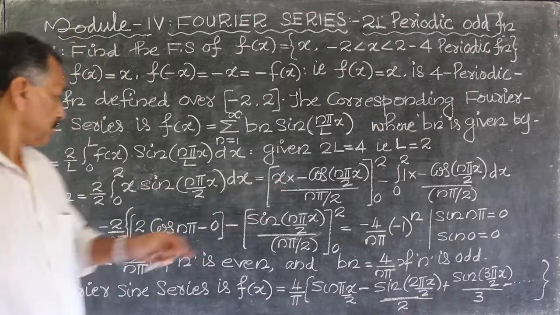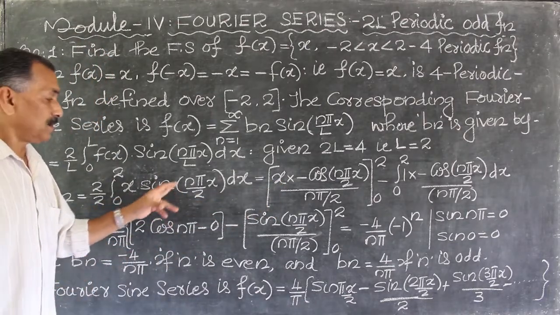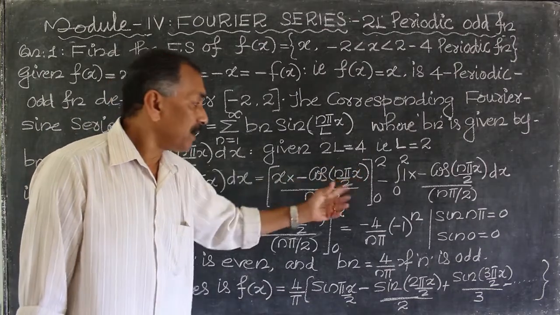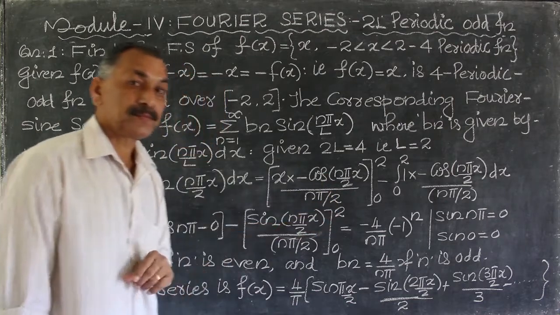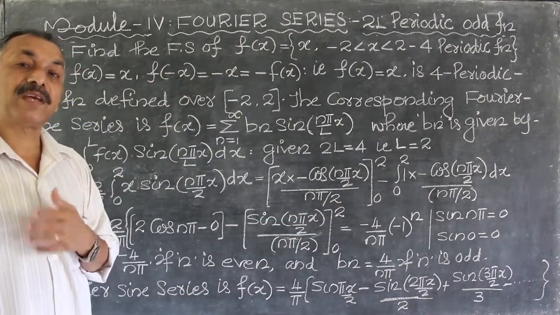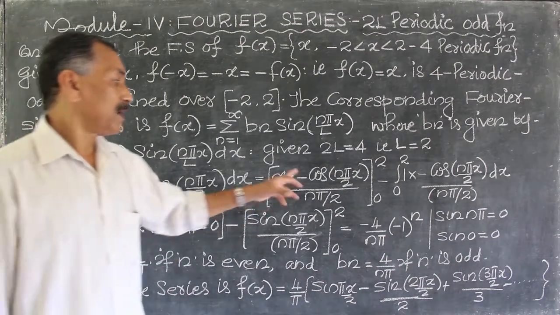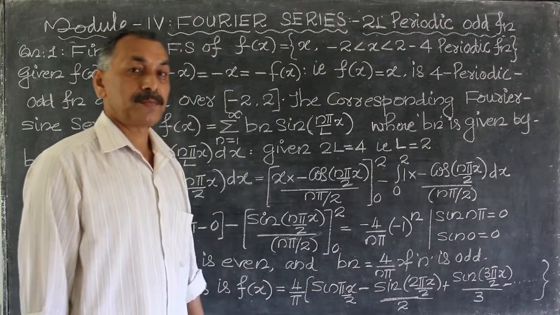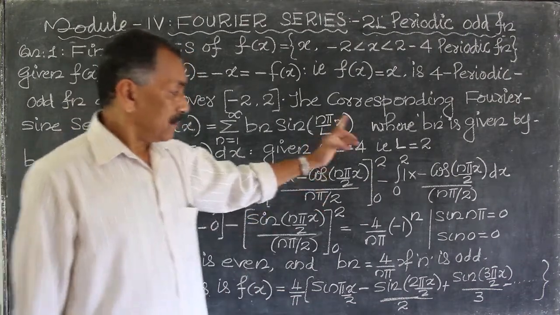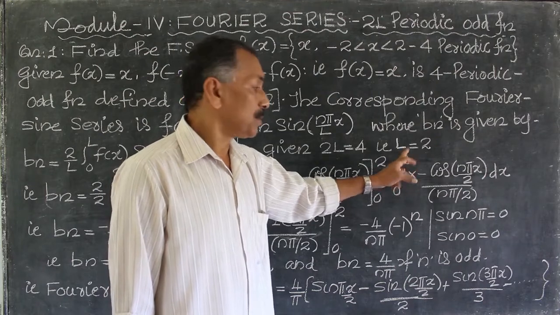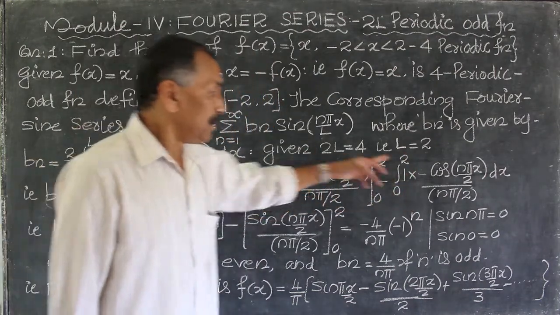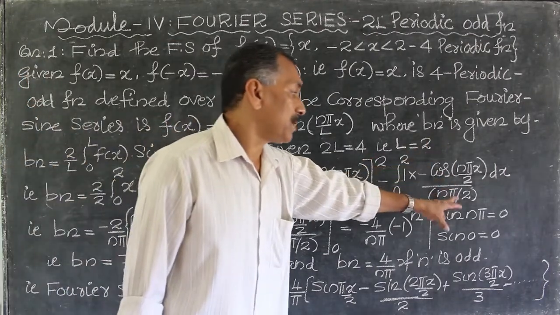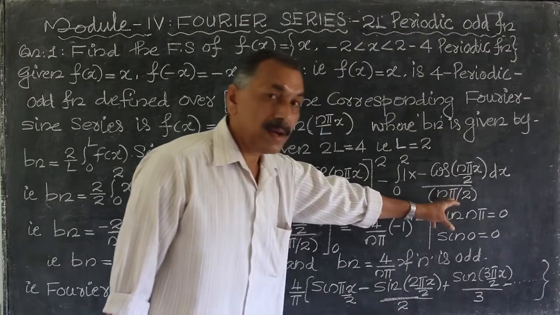First into the integral of the second, this is first and this is second. What is the integral of sine? Minus cos n pi by 2 x divided by n pi by 2. So x into minus cos n pi by 2 x divided by n pi by 2, between the limits 0 to 2. Minus the integral from 0 to 2 of the derivative of x into the integral of the second, that is the integral of sine, minus cos n pi by 2 x divided by n pi by 2.